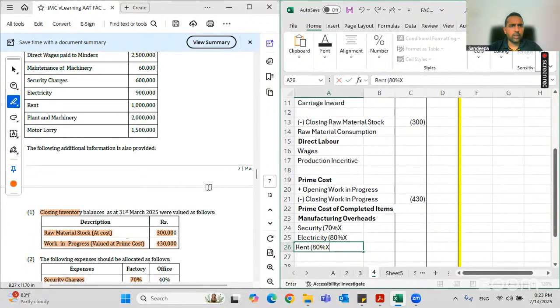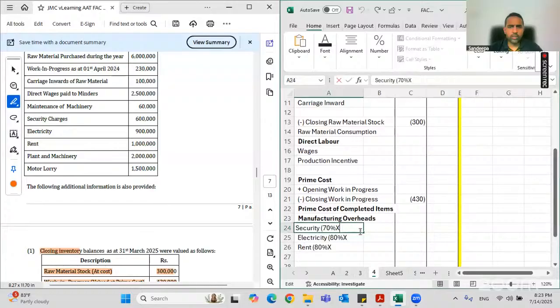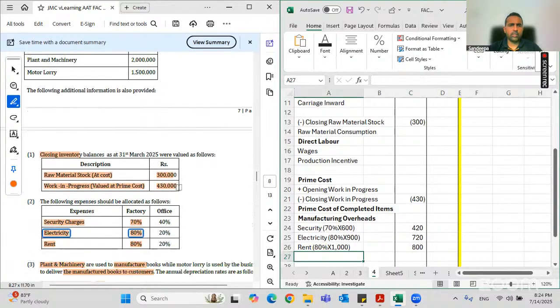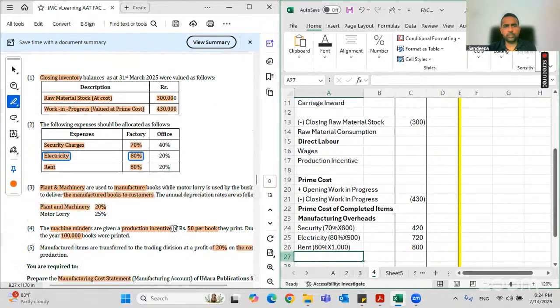I will take electricity 900. Rent 1000. Security 600. So I'm going to take that 600 into 70%, 900 into 80%, 1000 into 80%. It's very easy. You just have to take your component, your share. Balance part goes to your admin expenses in the P&L. Right?